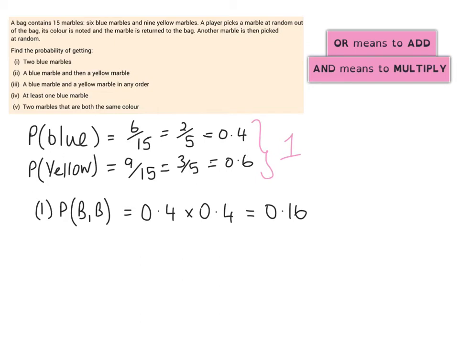Well, that means we've got the probability for part 2. We have to think of the probability of a blue followed by a yellow. Well, again, it's blue and yellow. So what we say here is it's 0.4 times 0.6, which will give us 0.24.